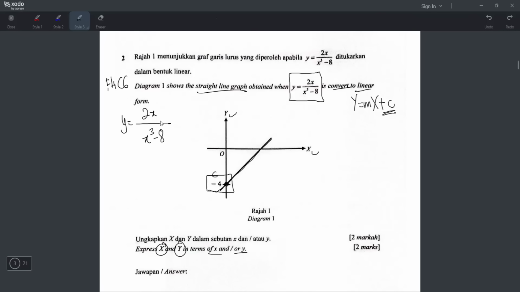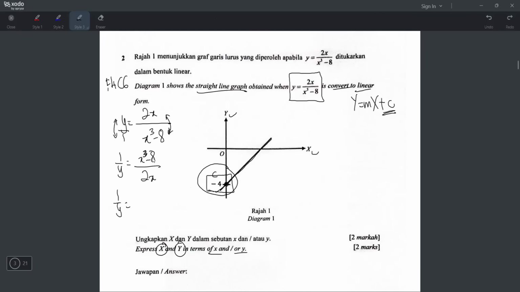So what I'm going to do is flip this upside down. But of course, when you flip this upside down, what happens to the other side? It has to flip upside down also. This one is y over 1, so when you flip it, it becomes 1 over y. And after I flip it, it becomes x to the power 3 minus 8 over 2x. And why did I do that? Why did I flip it upside down? Because I'm working towards the c equals negative 4. That is why I do it.